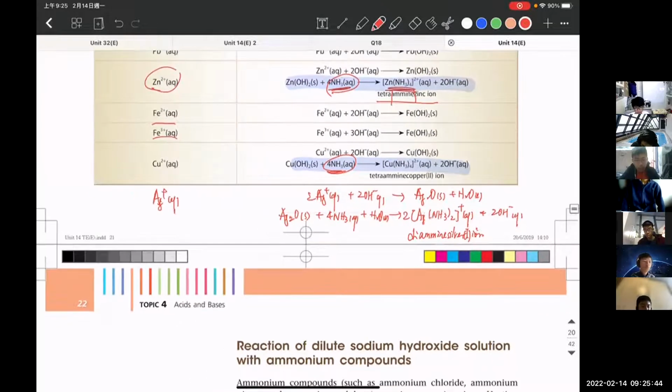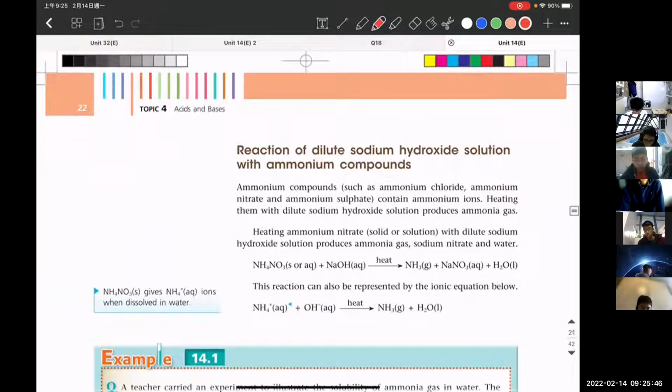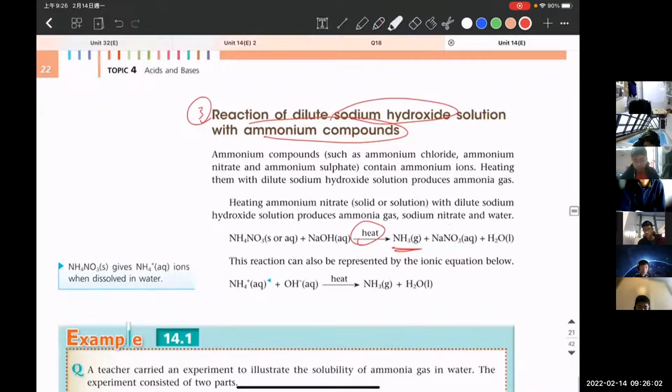Now, last but not least, you have one more type of equation. The third type of equation, which is today's core topic, is an ammonium compound. When it reacts with hydroxide under heating, it will form ammonia as a product. So this is how I would like you to approach the problem.